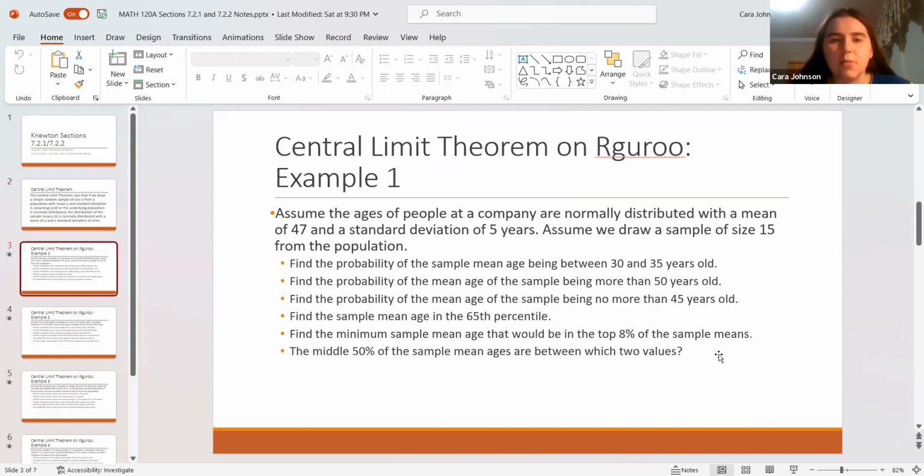So here's the first example we're going to do. Assume the ages of people at a company are normally distributed with a mean of 47 and a standard deviation of 5. We draw a sample of size 15. Since the underlying population is normally distributed, we know our distribution of the sample means is also normally distributed with a mean of 47, and your standard deviation is going to be 5 over the square root of 15. We're going to answer all of these questions using Rguroo. So let me go ahead to Rguroo now.